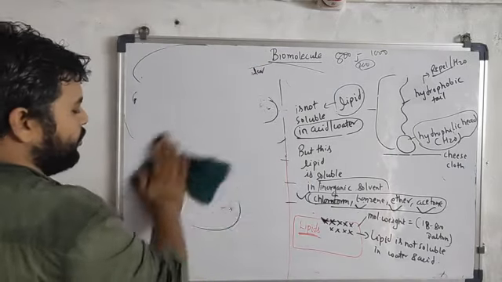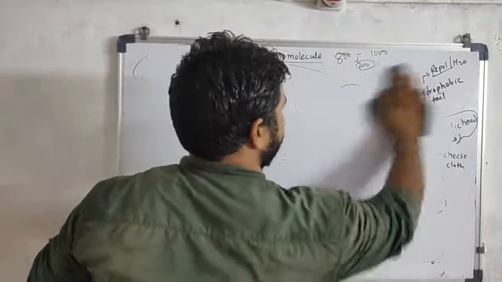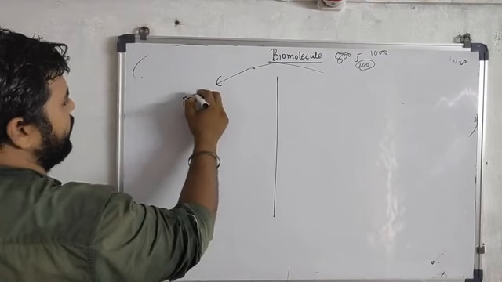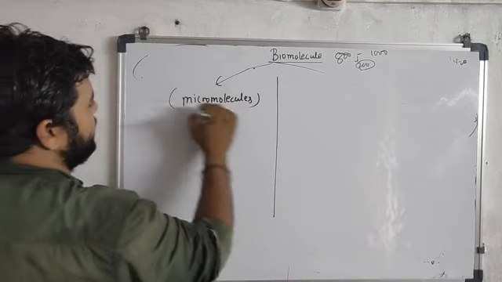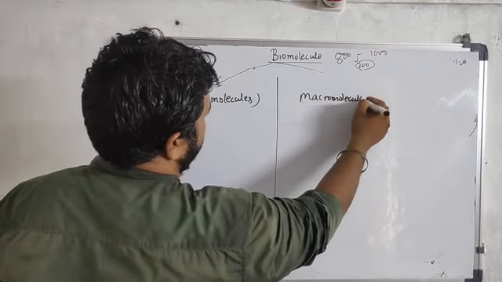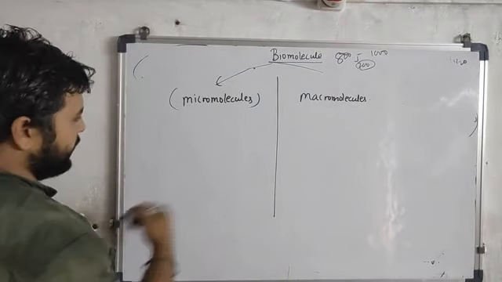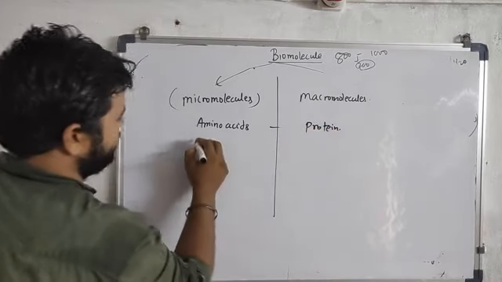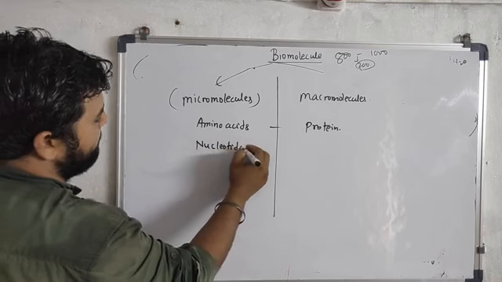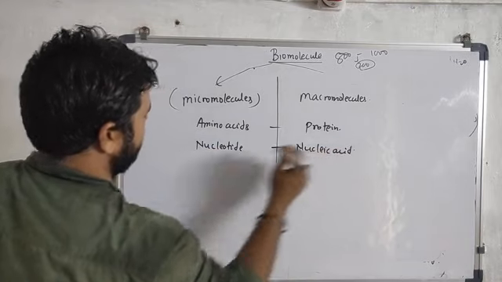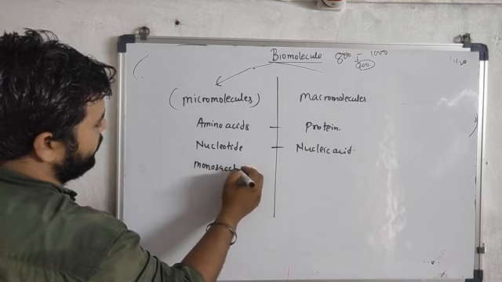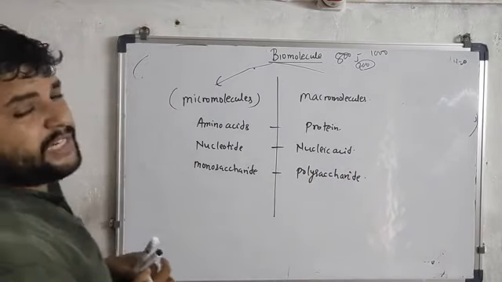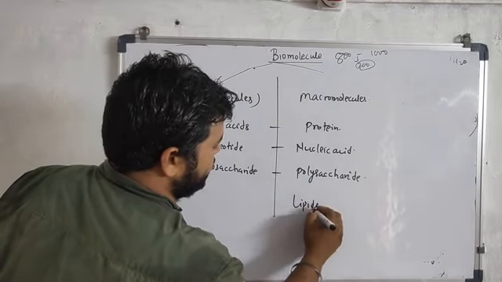Again writing, these are the points you have to remember: the examples of micromolecules and the examples of macromolecules. Examples of micromolecules contain amino acid, several amino acids combine to form protein; nucleotide, which forms nucleic acid; monosaccharide, which forms polysaccharide. But note this point, lipid comes under the macromolecule. Lipids come under the macromolecule.